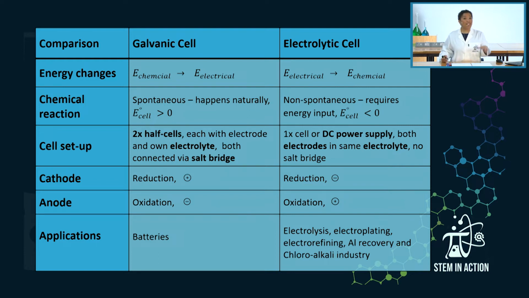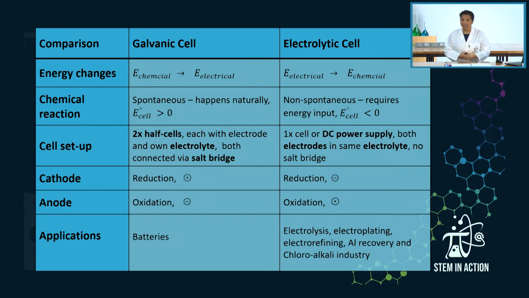So what do we need to set these two cells up? It's quite important, because if you know the components of a galvanic and an electrolytic cell, you'd be able to identify it in an exam or even draw them. So for a galvanic cell, we need two half cells. That's why we had two beakers, one for oxidation and one for reduction. We need electrodes in each of those half cells. We need electrolytes in each of those half cells, because if we do not have electrolytes, we will not be able to get electrons flowing in the half cells, let alone passing through the external circuit. And then this would be connected via a salt bridge to complete the circuit.